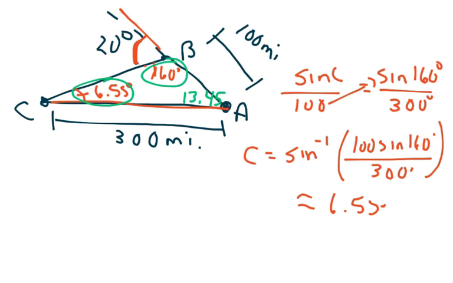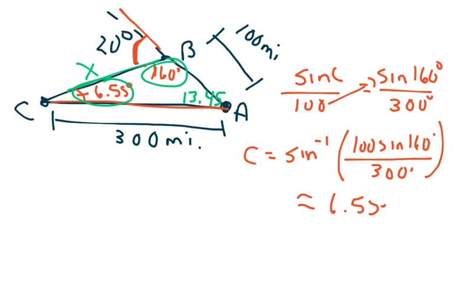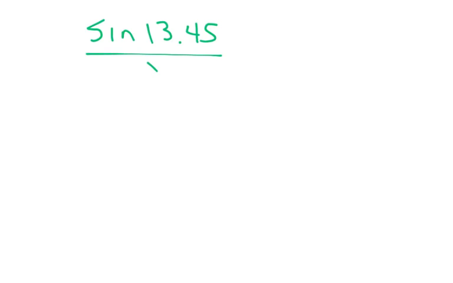Now, the next part we're going to do is find the distance from city B to C. So we need to find this distance here. I'm going to use law of sines as well. So we're looking for this value. And I'm going to use law of sines again. I'm going to get sine of 13.45. And I called it X. But what should it be? It really should be A, but I'll just call it X.